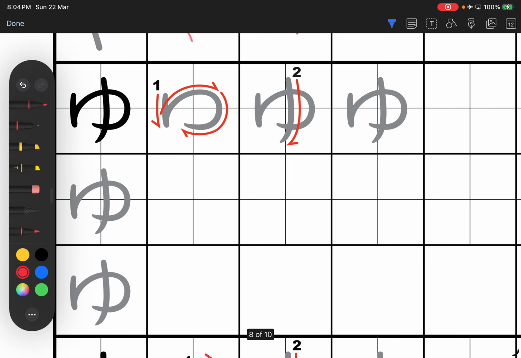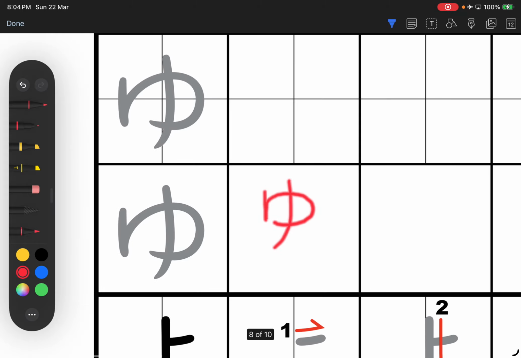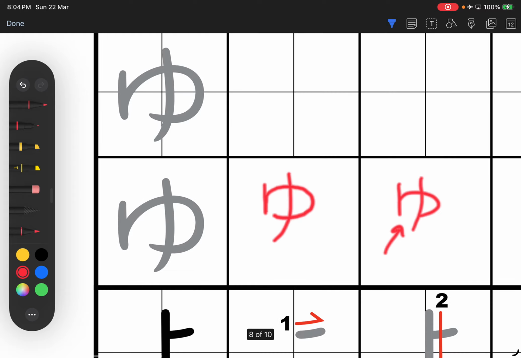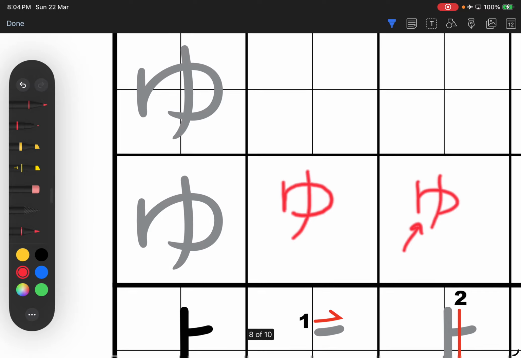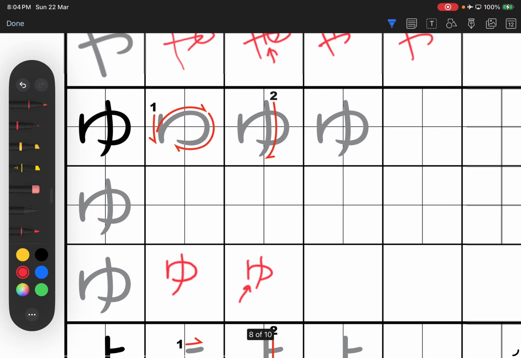Moving on is yu. You can be a bit hard, but vertical line, backtrack up, and then you do a loop. Don't be too stingy on the loop, and then one slanted stroke down. Some people might write it like that, then you see the arrow side is missing the line already. So don't be too stingy on the line. My iPad is not cooperating.